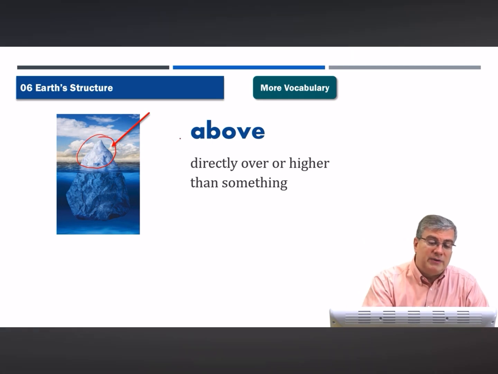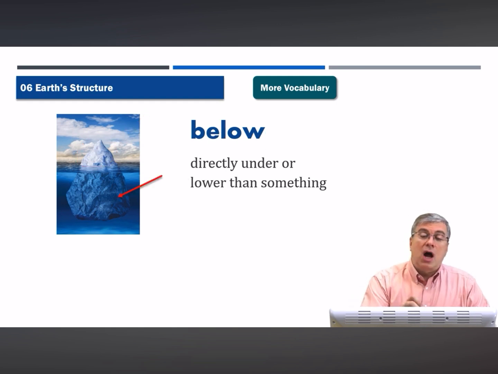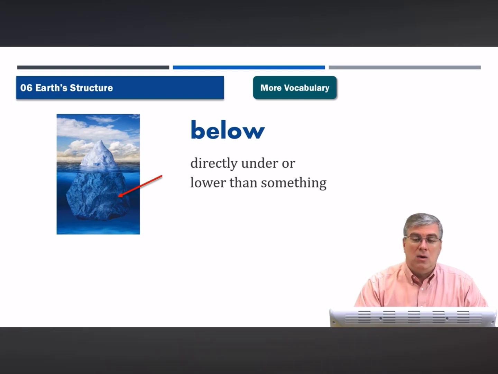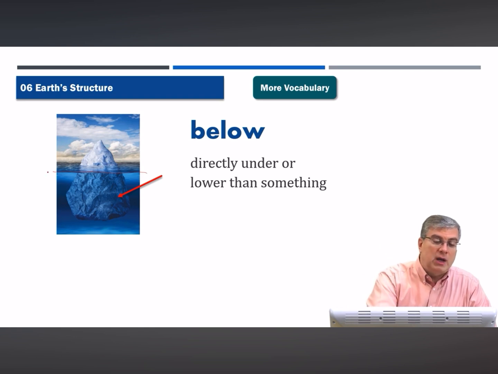And the opposite of that would be below, of course. So above, directly over or higher than something. And then, of course, our opposite word is below. Below means to be under something or lower than something. Of course, we're talking in relation to the surface of the water. So if it's under the surface of the water, it is below.